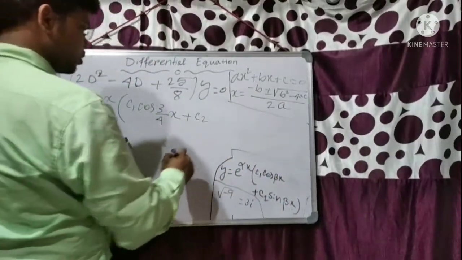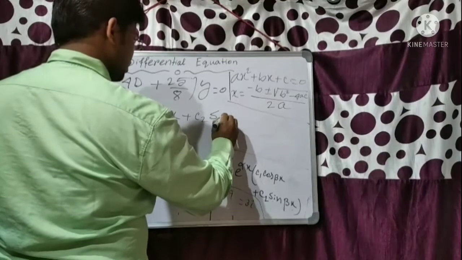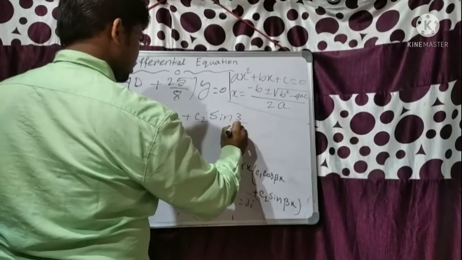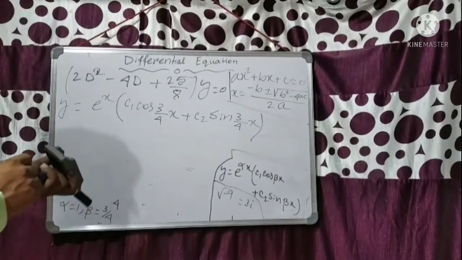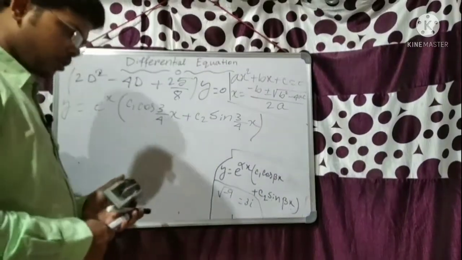So plus c2 sin beta x means sin 3 by 4 x. This will be the general solution if the roots are complex conjugate.